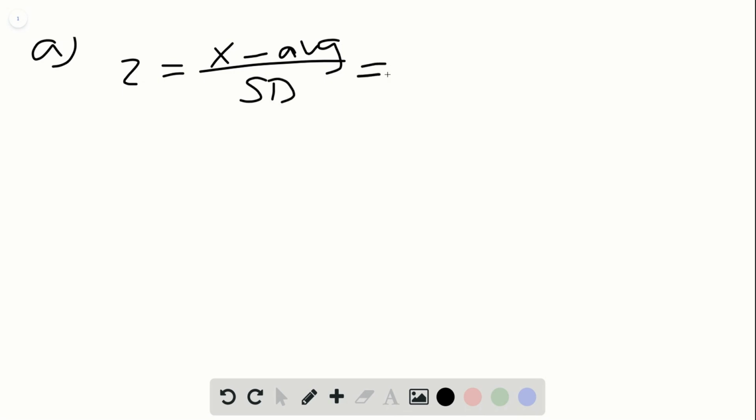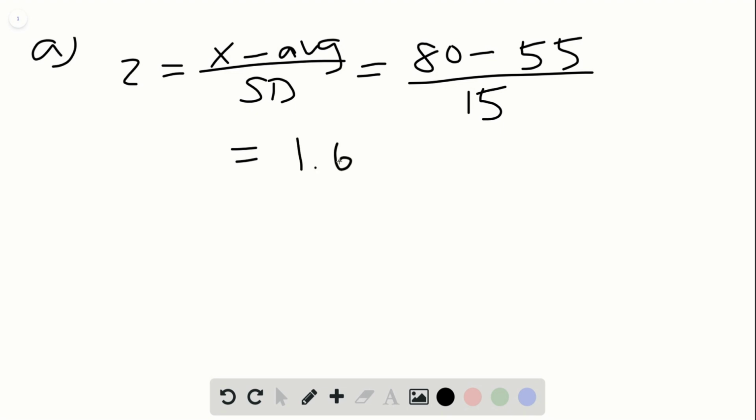We're given that the value is 80. We're given that the average on the final is 55. And we're given that the standard deviation on the final is 15. So the z-score calculated out is 1.67.